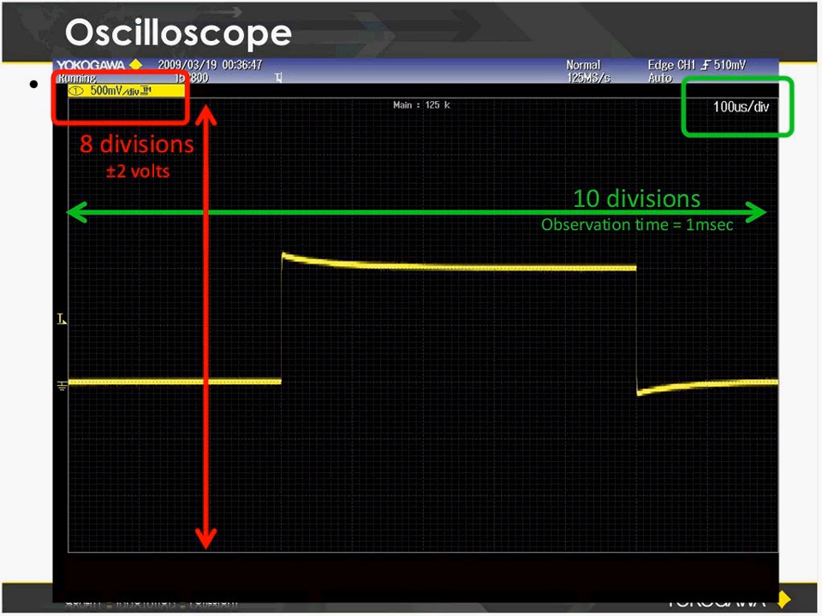Now on the x-axis, that was the y-axis. On the x-axis, you'll see the indicator shows in the top right that the setting is 100 microseconds per division, so it's a very short window of time.